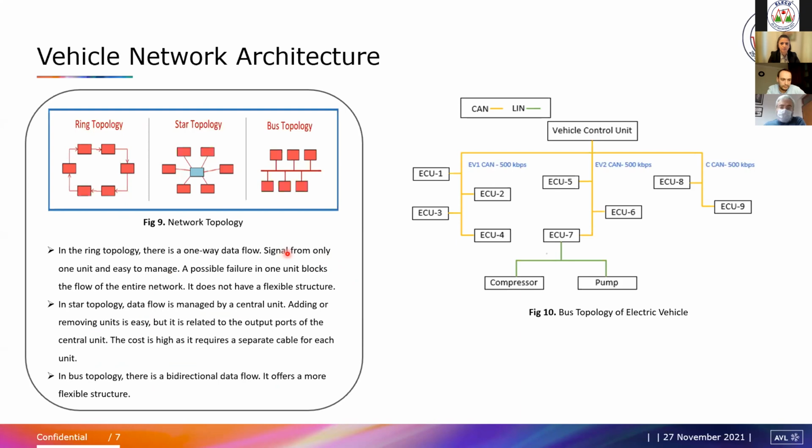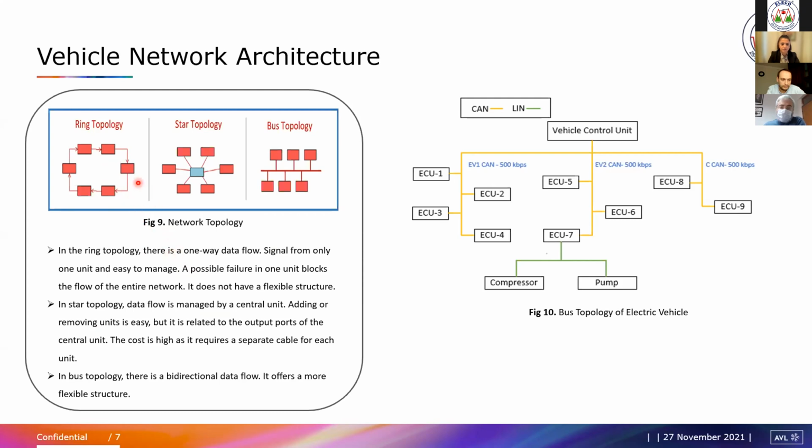There should also be some network topology between control units, because you need to connect the control units with cables, and there should be different topologies according to your architecture. There are 3 main topologies in the industry. One of them is the ring topology. As you can see, there is only a single one-way data flow, and it's easy to manage because you just need to send data to another control unit. You don't need to route any signal to others.